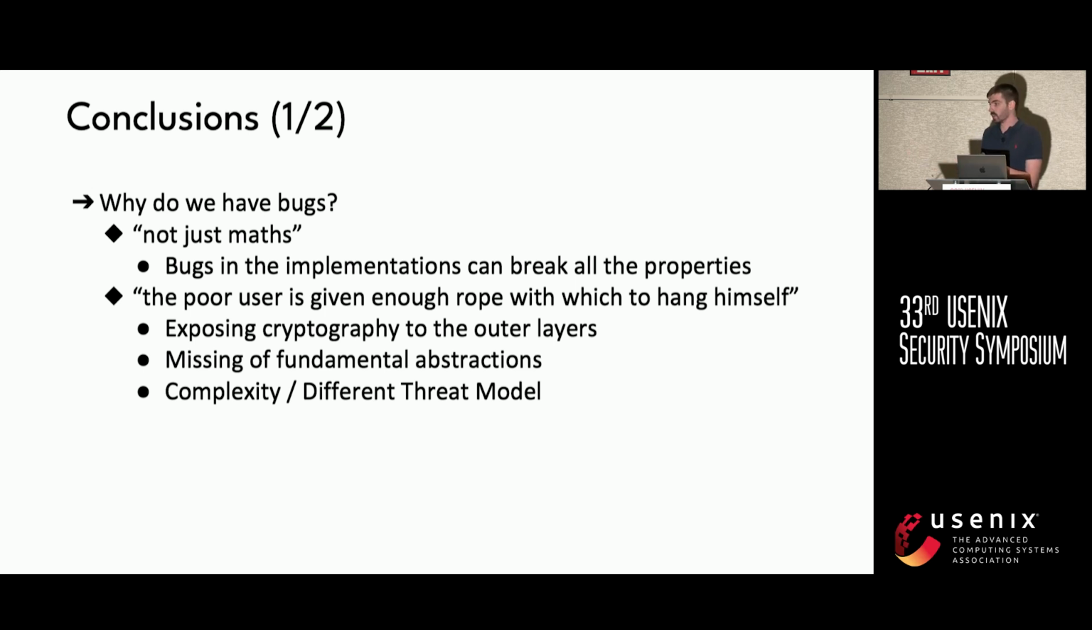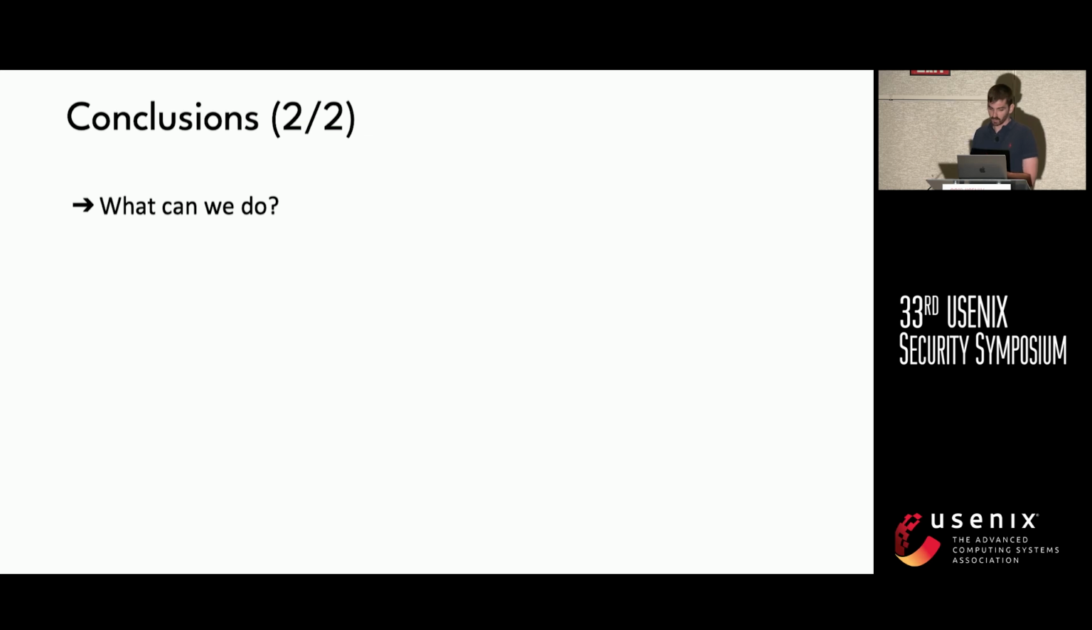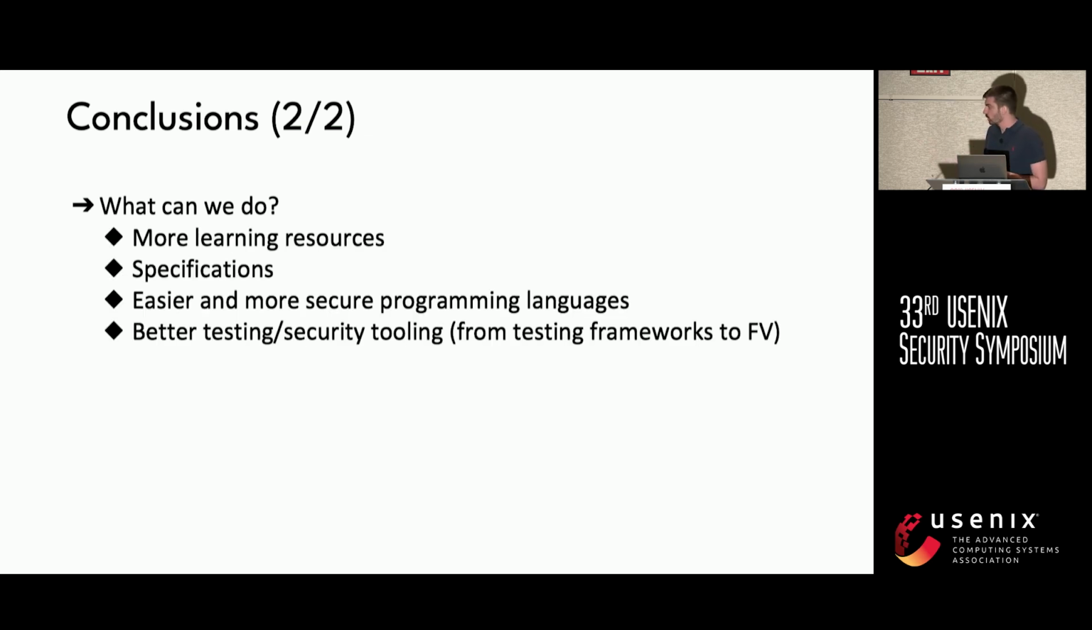We're missing fundamental abstractions in most of the ZK DSLs, and also we have a different threat model than traditional applications that might make the work of developers even harder. And finally, there is a lack of specification in that space, also in the application layer, but also in the front-end and in the back-end layers. So what can we do? Basically, we can negate all the previous ones, and then we might have more secure implementations of SNARKs in practice.